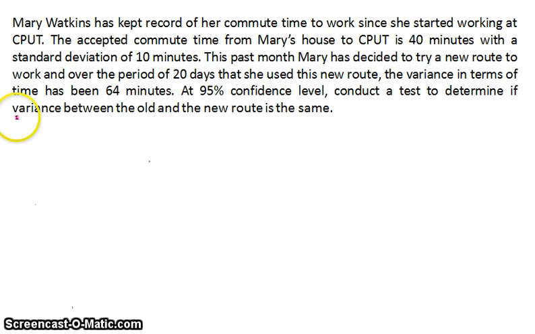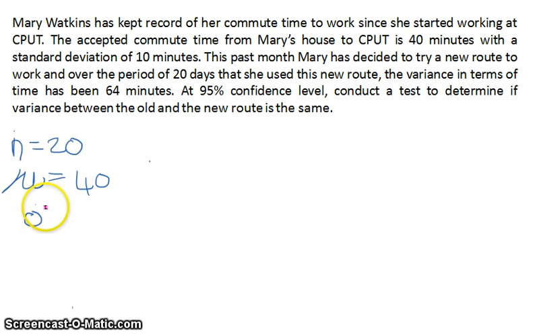And as I explained in class, it is very useful to jot things down as we understand them when we read our question. So the population data, accepted commute time, that is mu. So mu in the case of Mary's accepted time is 40 minutes. And then standard deviation of 10 minutes. And because, once again, that's population data, standard deviation would be sigma.